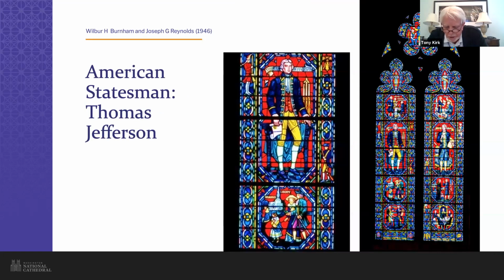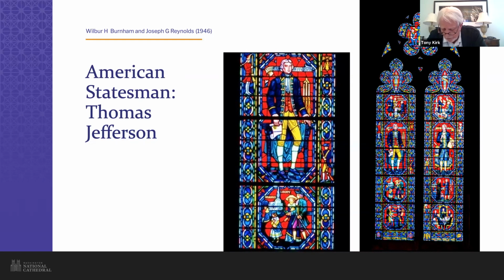American statesman Thomas Jefferson. Thomas Jefferson holds the unique distinction of the nation's first Secretary of State, the second Vice President, and third President. He authored our Declaration of Independence and is one of our most honored founding fathers. Yet his tombstone humbly reads, President of the United States, author of the Virginia Statutes, and founder of the University of Virginia.